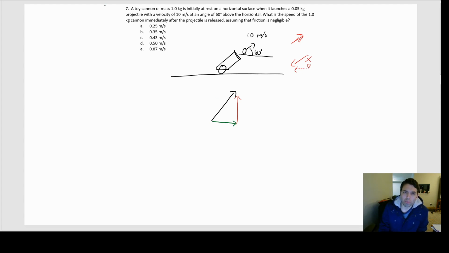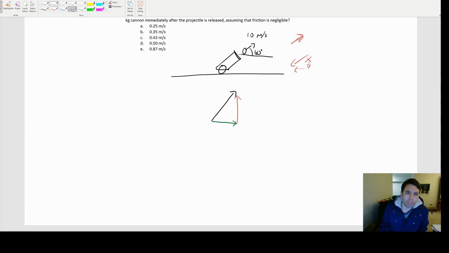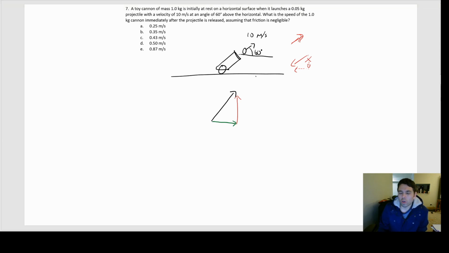So we're going to find out what this green component of velocity is. Cosine 60 is a half. This is the cosine because it's adjacent. So this is actually 5 meters a second. Now that we know we have 5 meters a second of velocity for the cannonball in that direction, and since the cannon cannot go down, it can only roll this direction, because the ground's in the way.